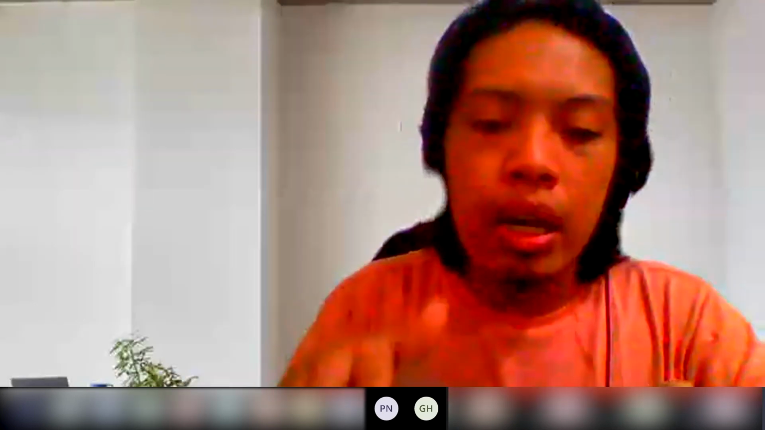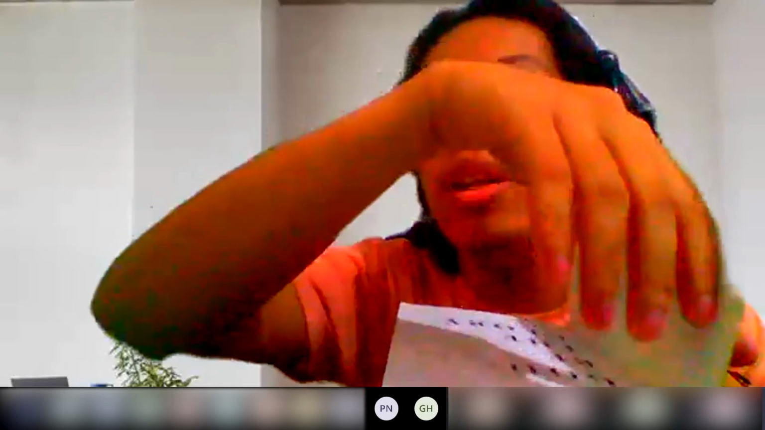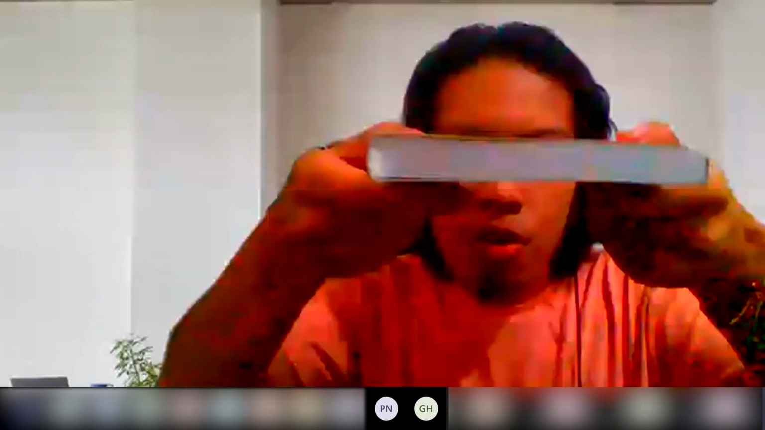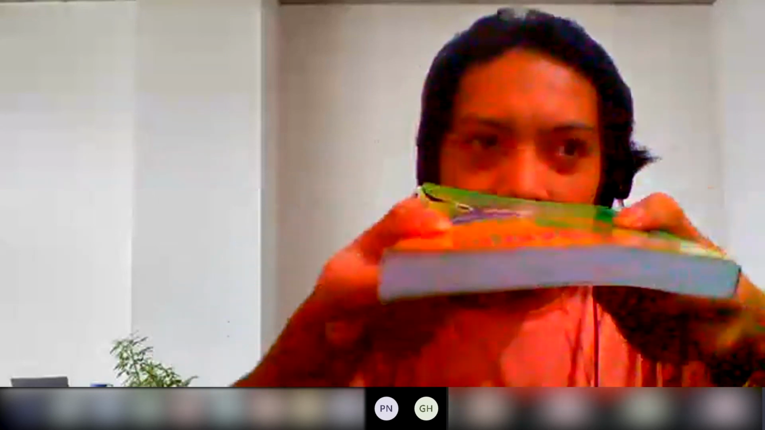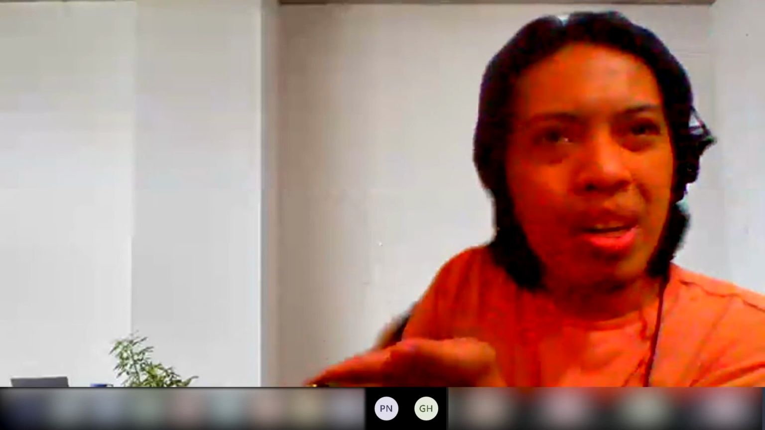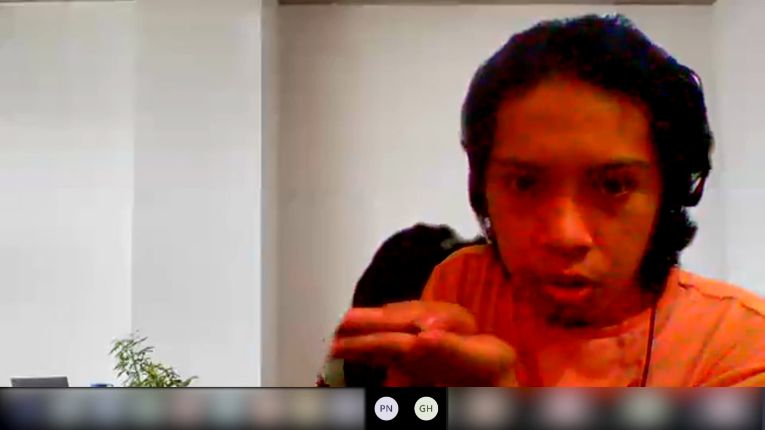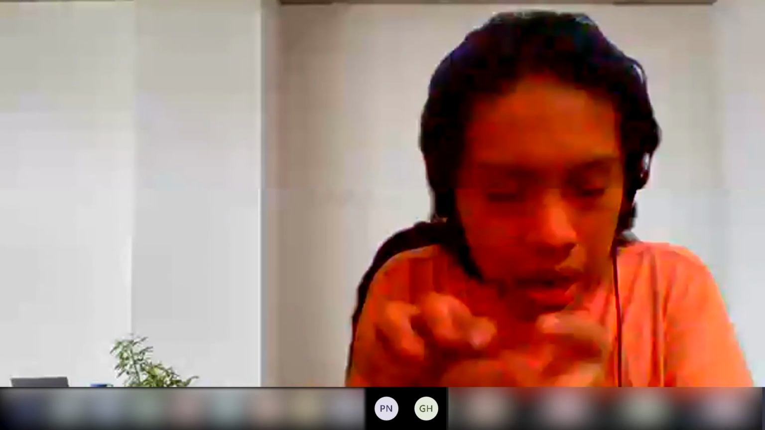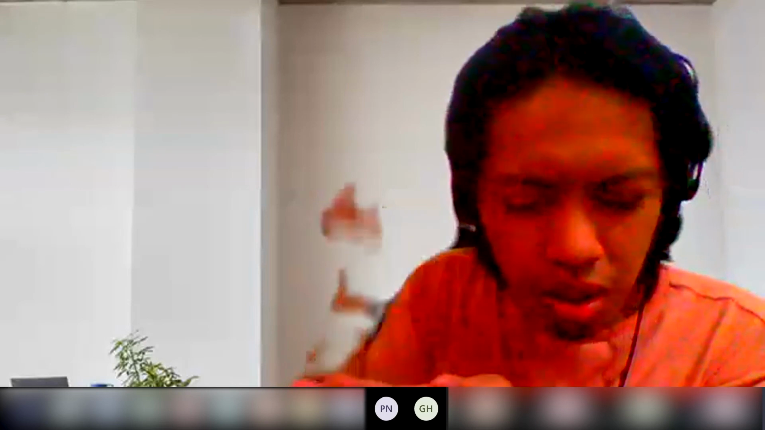Now, what do you think will happen if we glue these sheets? If we glue them, for sure it will be harder to bend, because now our sheets resist. Before, without glue, they were free to slide on one another. That's why it was easy to bend. But once glued, it will resist.